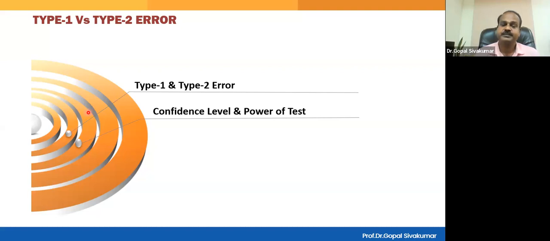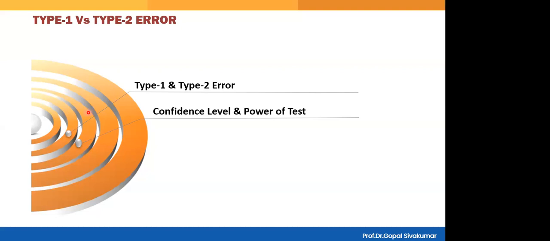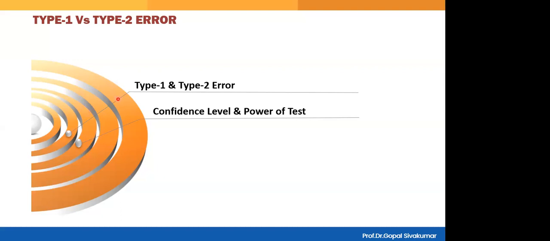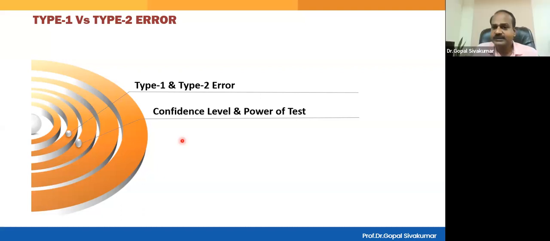All right. Then there are two more terminologies: confidence level and power of the test. What is confidence level? The confidence level is the ability of your test to accept a true null hypothesis as a true null hypothesis. The null hypothesis is true and you are accepting it. That is known as confidence level.